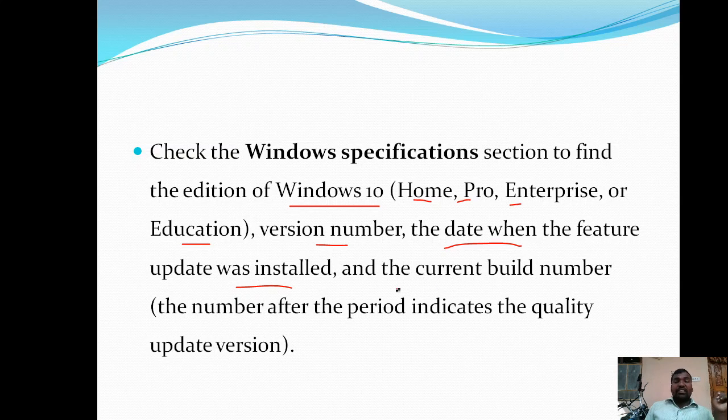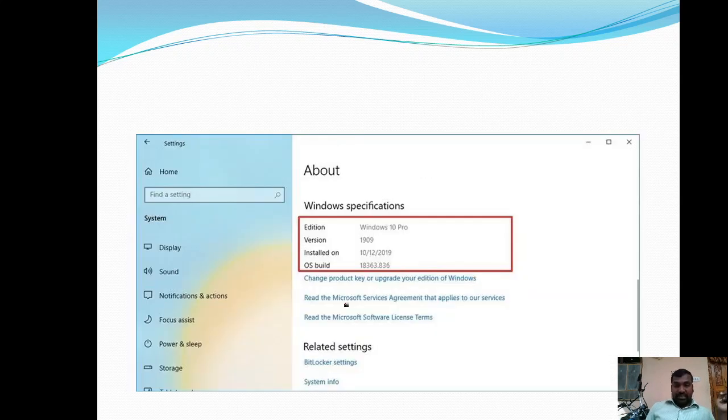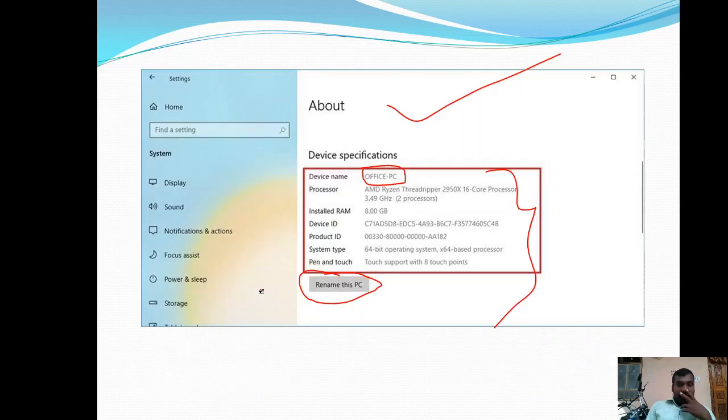So all these details are available under the Windows specification section. Okay, so it is like this. So these are the details. So in this way we can get the Windows specification details and some of the device specification details with the help of this Settings application.